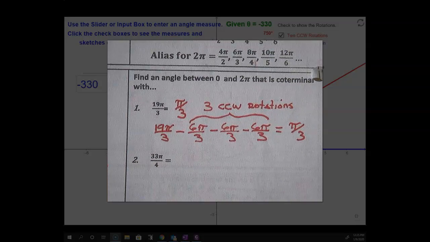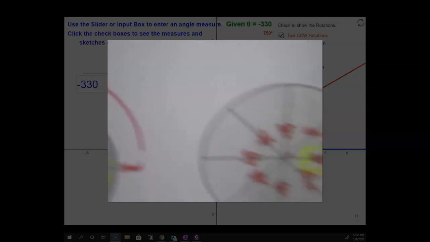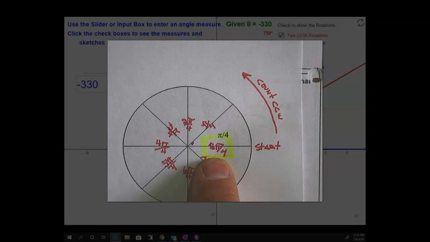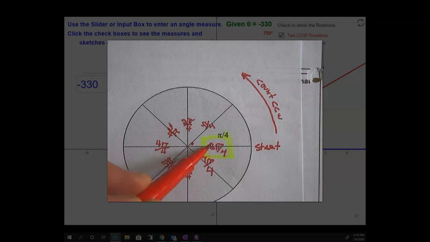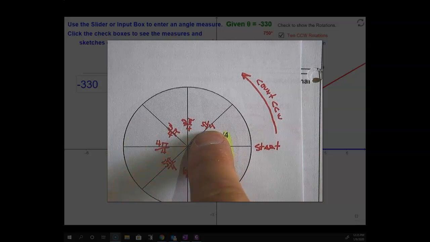33 pi over 4. So we'll go chart first, pi over 4. Okay, 1 time around, 8, 16, 24, 32, 1 more, 33. There's my answer.